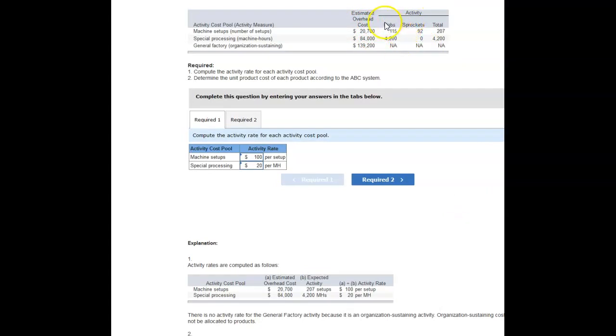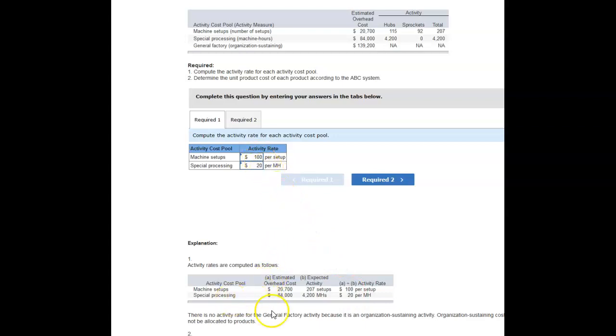We'll take $20,700, and we're going to divide this by the total number of machine setups for the whole year, 207. We're doing that right here. So $20,700 total, all the setups, 207, so it costs us $100 per setup. It doesn't matter if we're setting machines up for the hubs or the sprockets, it's still $100 per setup. So that's where the $100 comes in right here.